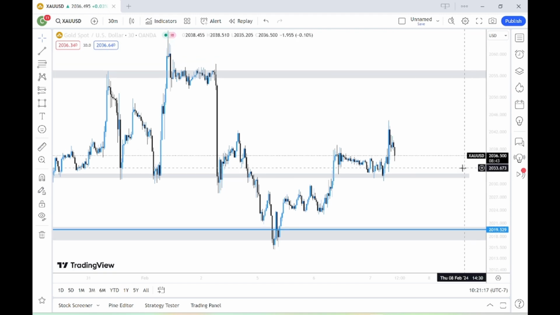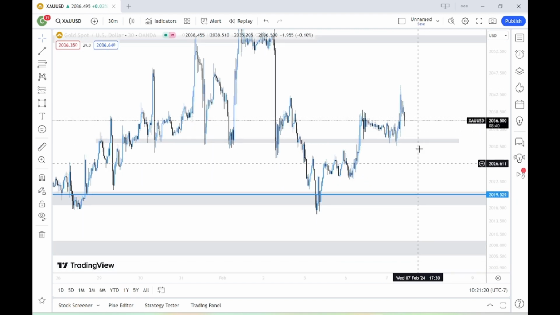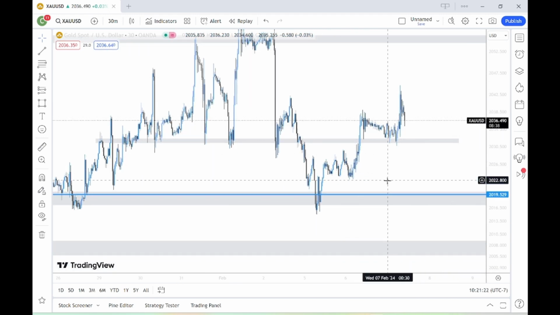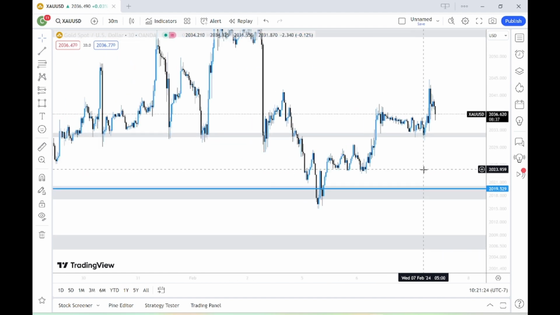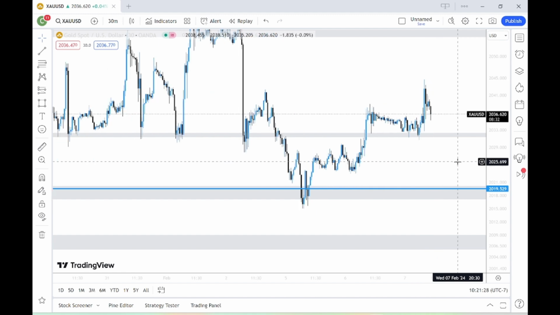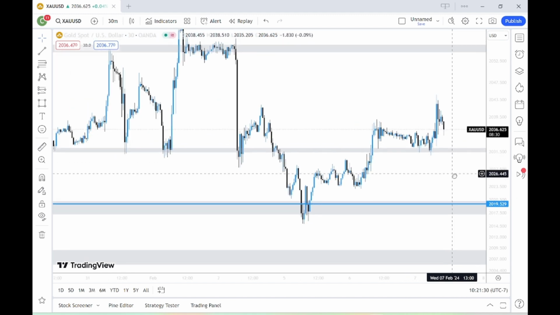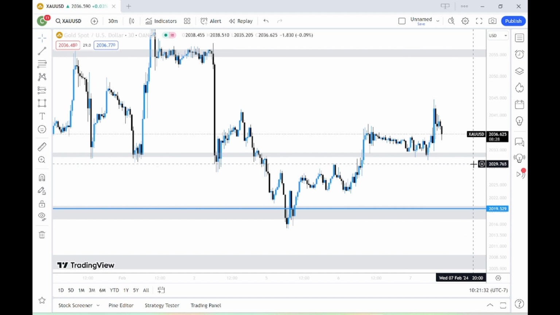But if we don't, if we come back down and break this level, maybe we're going to have to reassess what we're doing, right? And again, it's just about being fluid, right? You don't want to get too stubborn to where you just keep throwing money in a losing position, okay? Because I've definitely done that a lot, right?